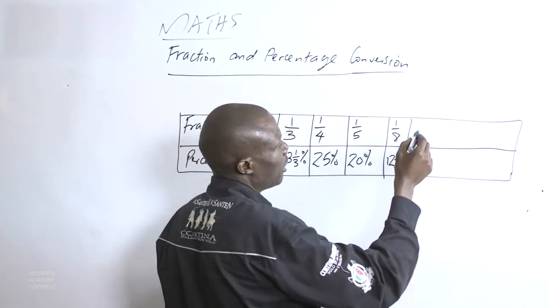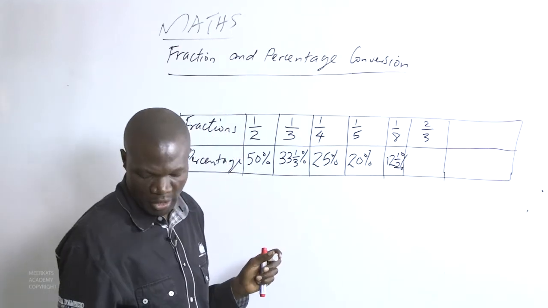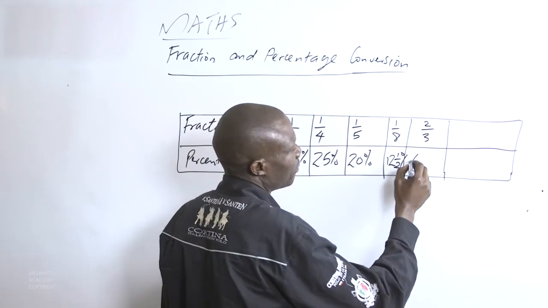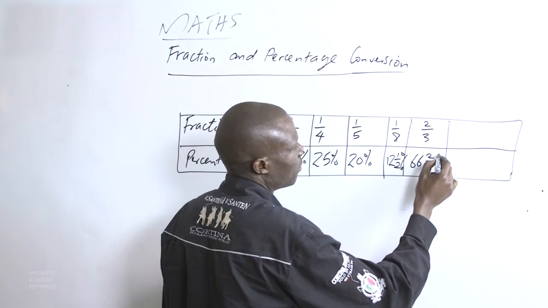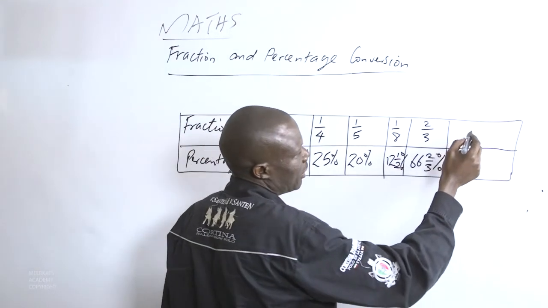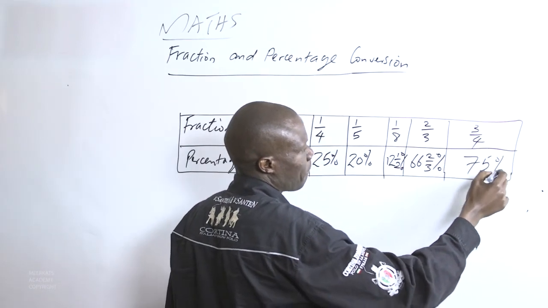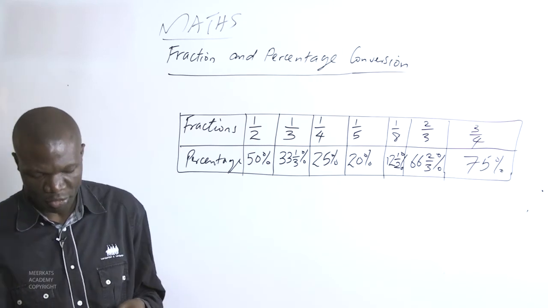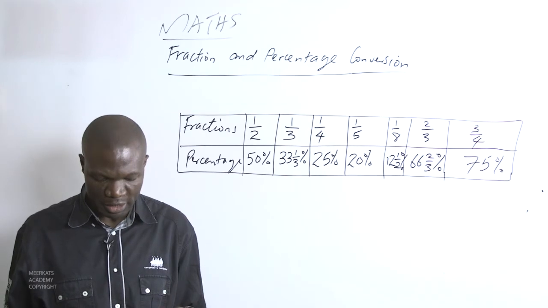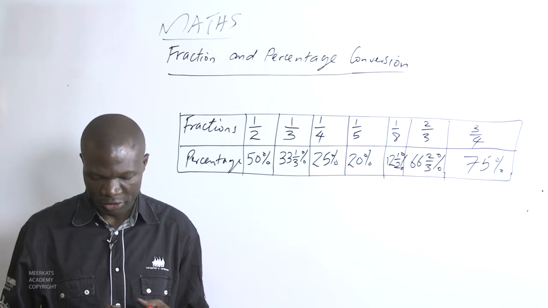We have 2/3. When you have 2/3, this one is equivalent to 66 and 2/3. And lastly, 3/4, that is 3/4, is equivalent to 75%. These are just a few that we call percentages that are common with their equivalent fractions.